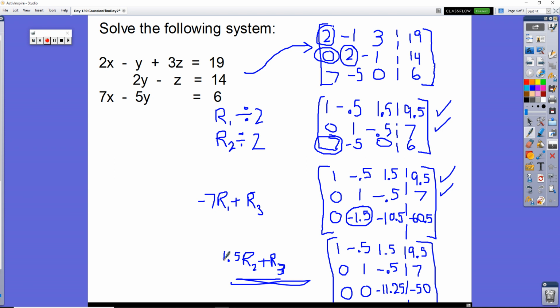So here's what I'm planning on doing over here. I'm going to multiply row 2 by 1.5 and add with row 3. That's going to give me my new bottom row down here. Remember, you're not changing rows 1 and 2. You're only working on one row at a time. So my new bottom row is going to contain the numbers 0, 0, negative 11.25, and negative 50.